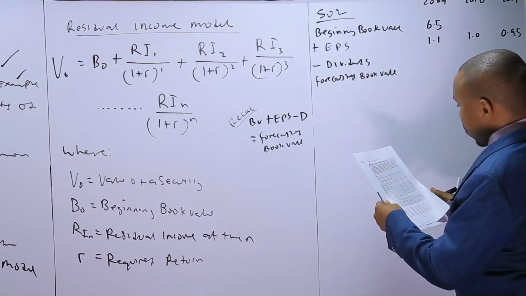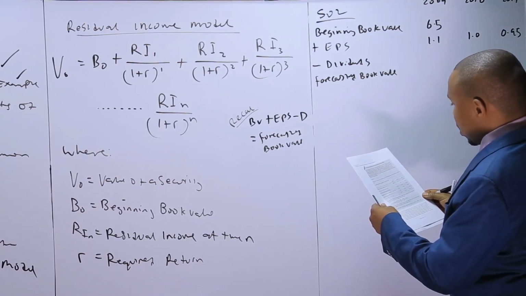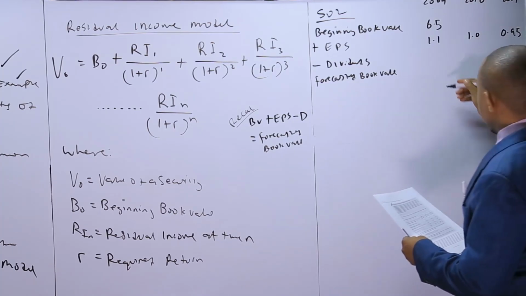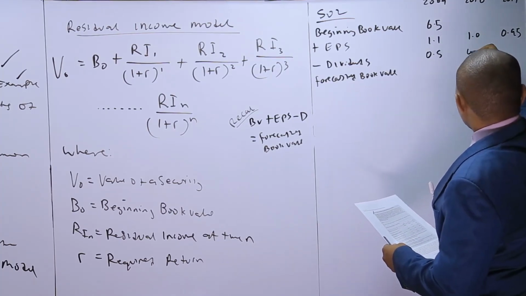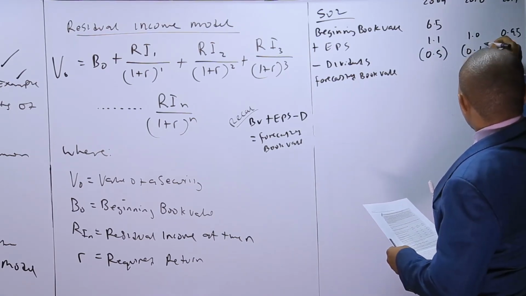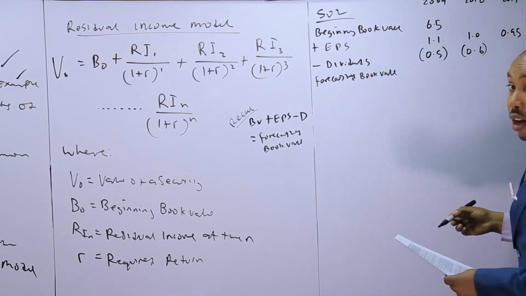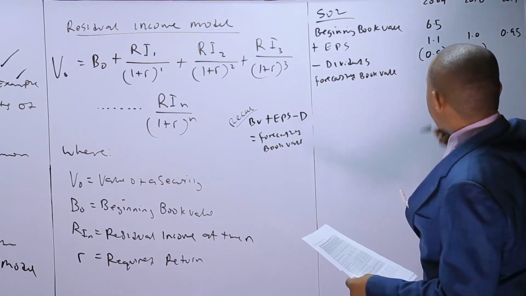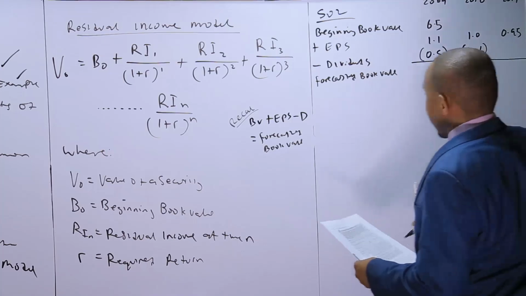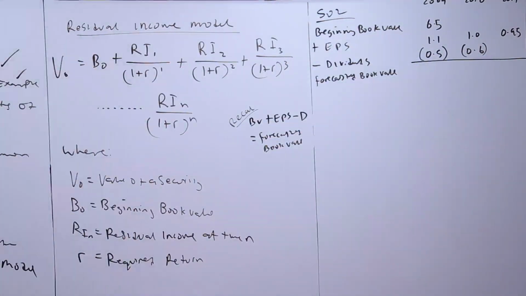So the dividends are how much? We have been given the dividends in 2009 and 2010 as 0.5 and 0.6. So this should be put in brackets so that we know that we are deducting that component of dividends. And then how much do we get as the forecasted book value there? So we very quickly compute.